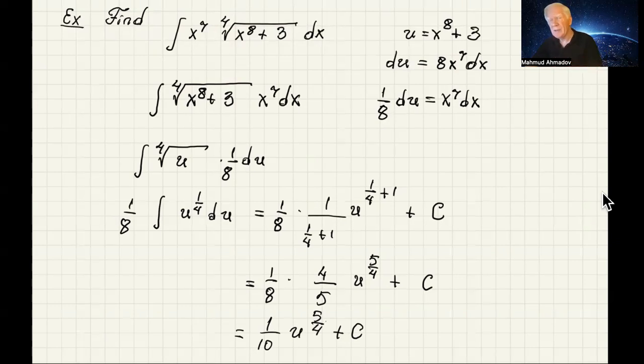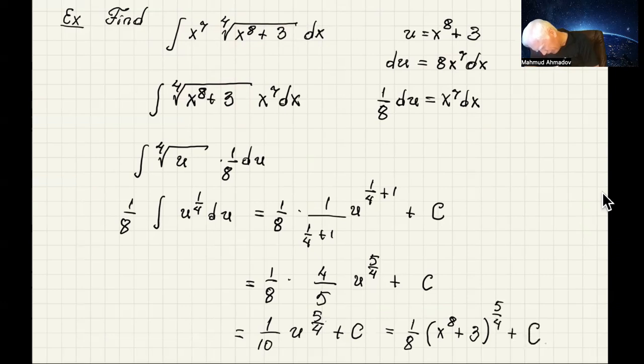The only thing here is our answer is in terms of u, but the original expression was in terms of x. So we've got to bring back the expression for u to give the answer in terms of x. So our final answer is going to be 1/8 times x to the 8th plus 3 to the power of 5/4 plus c. And that's the final answer for today's problem.